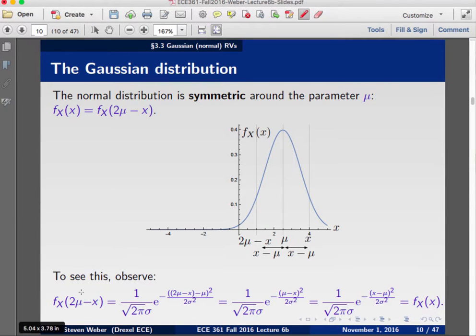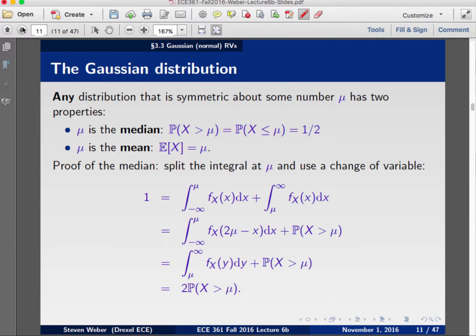So thus, the density of the normal random variable at 2 mu minus x equals the density of the random variable x at little x. So those are two ways, a graphical and an algebraic way, of seeing the symmetry of the distribution. And that symmetry can be leveraged, as we will see.